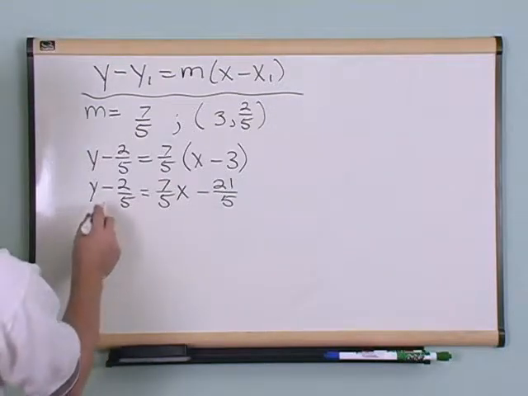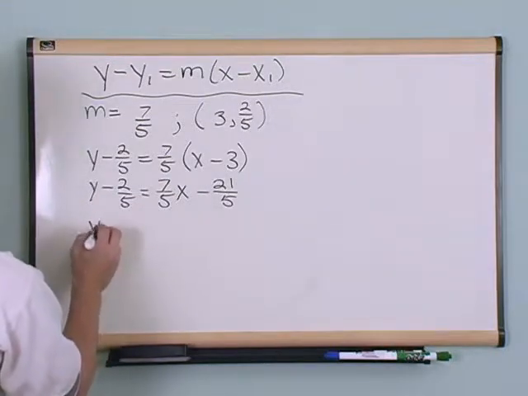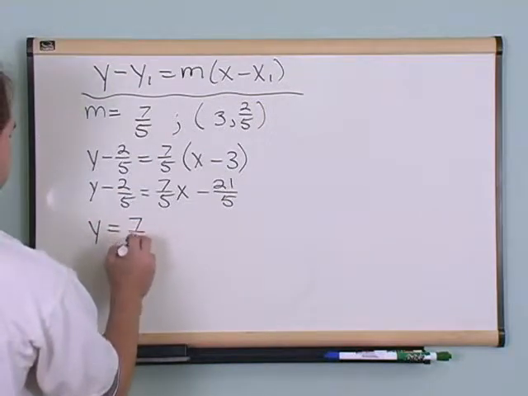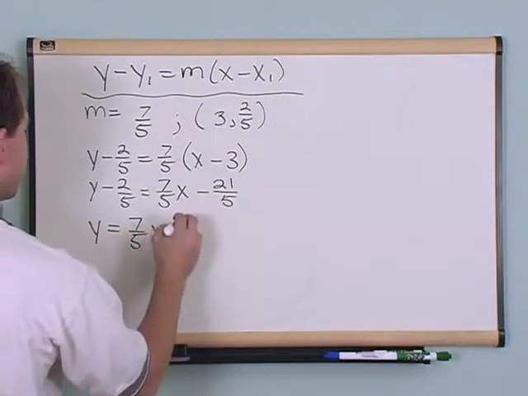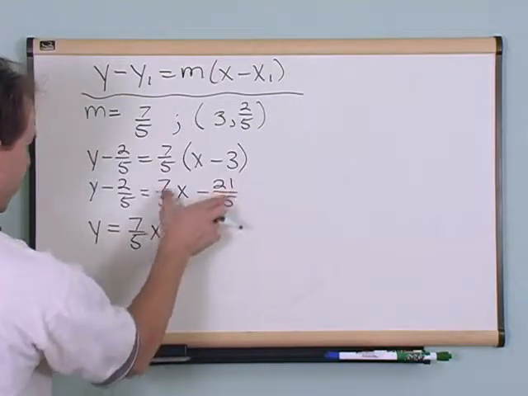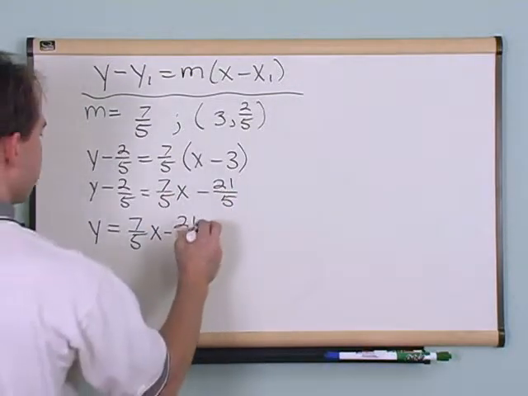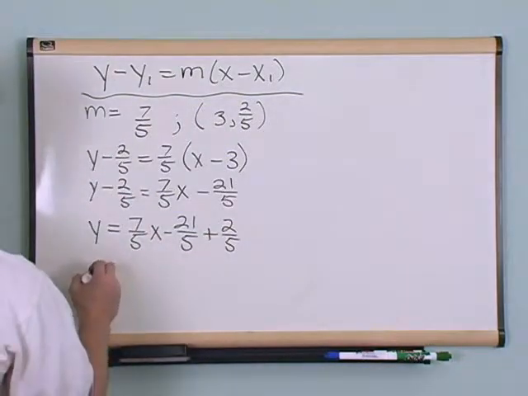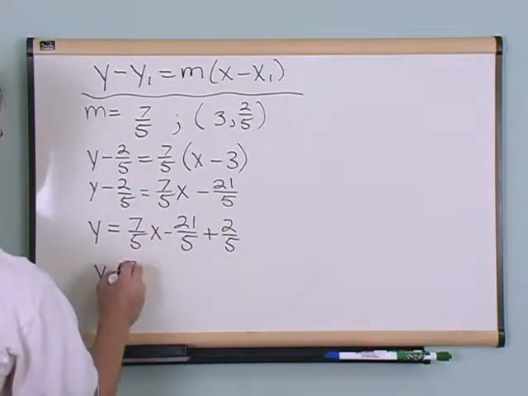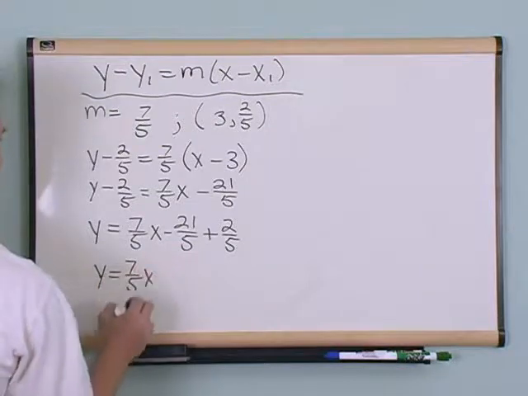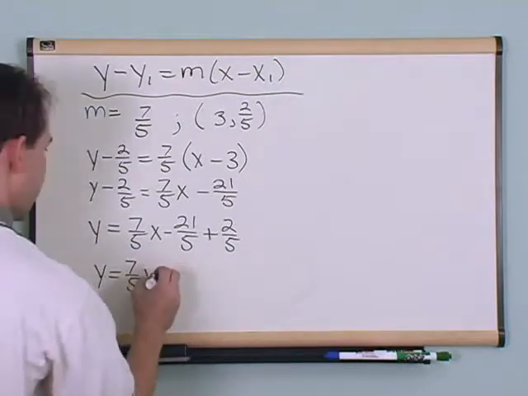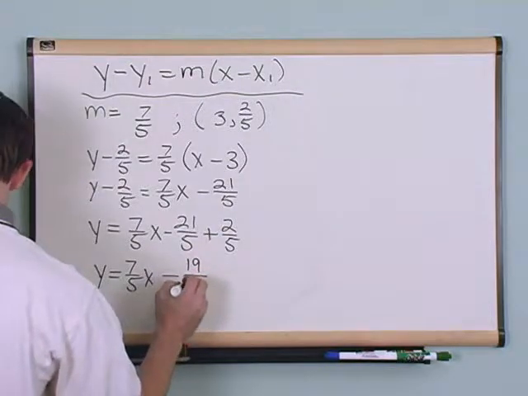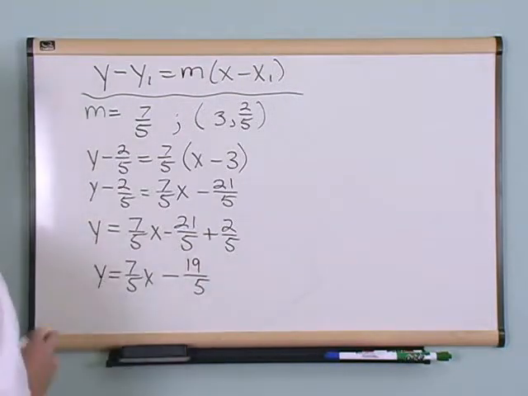And then the next thing you need to do is get y by itself, so you just add 2/5 to both sides. So you've got 7/5 x minus 21/5. I haven't done anything but write it again, plus 2/5 from this side here. So finally you get y is equal to 7/5 x minus 19/5. And that's the answer.